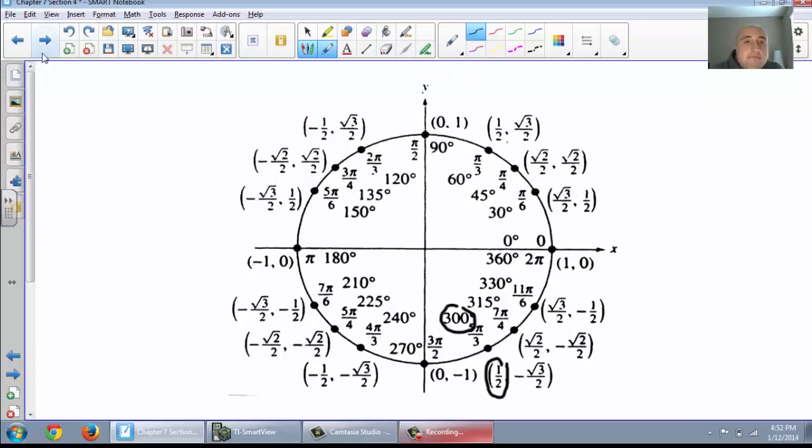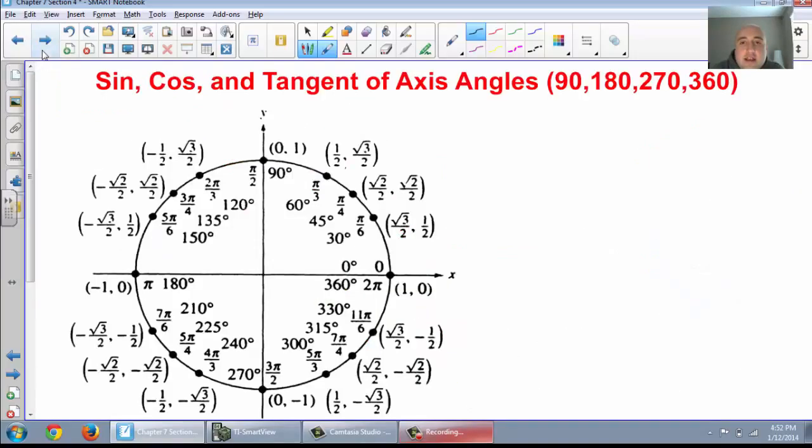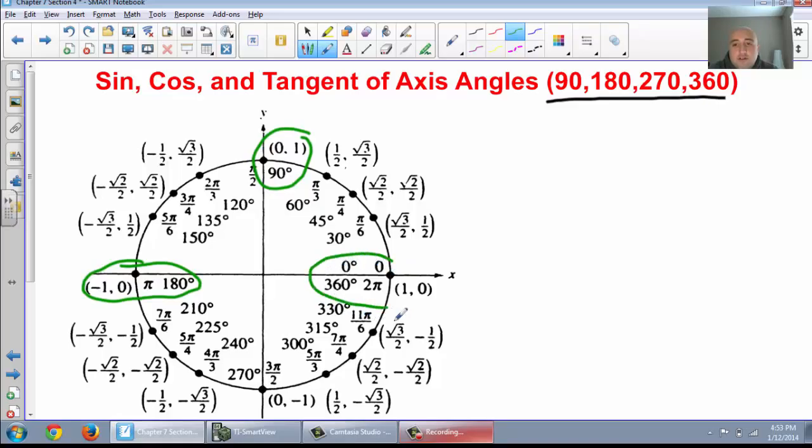All right, and lastly, I want to talk about 90, 180, 270, and 360. So I want to talk about 90. Let me actually change my color here. I'm going to talk about 90 degrees. I'm going to talk about 180 degrees. I'm going to talk about 360 degrees. And down here I'm going to talk about 270.